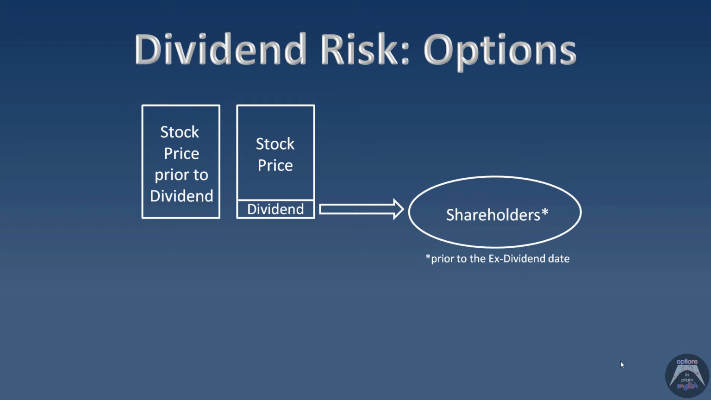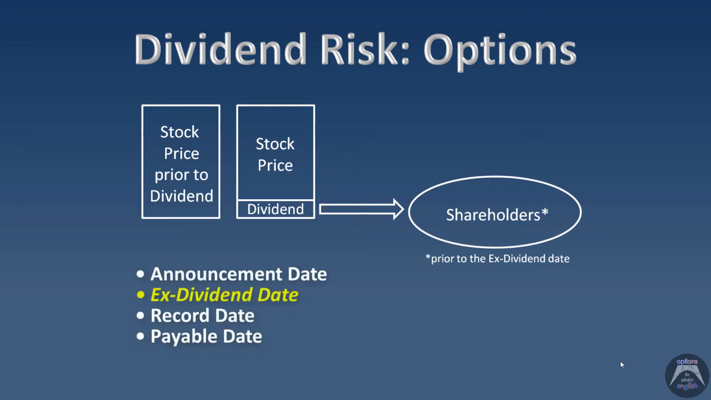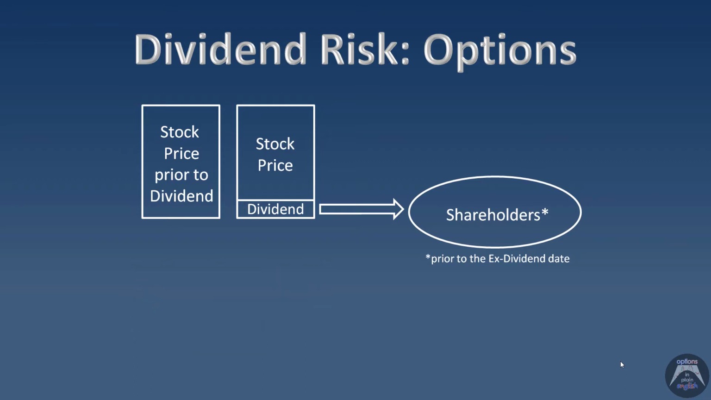Now, for dividends, there's a bunch of dates, but the only one that we're going to care about is the ex-dividend date. There is also an announcement date, a record date and the payable date. Those dates we don't really care about. The one that we care about is the ex-dividend date, which is the date when the stock starts trading without the dividend. Ex-dividend means without the dividend in Latin. So the ex-dividend date is a very important date for us.